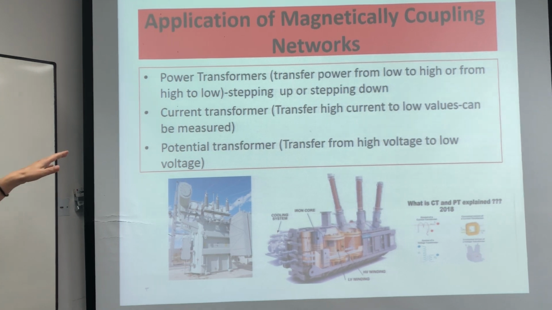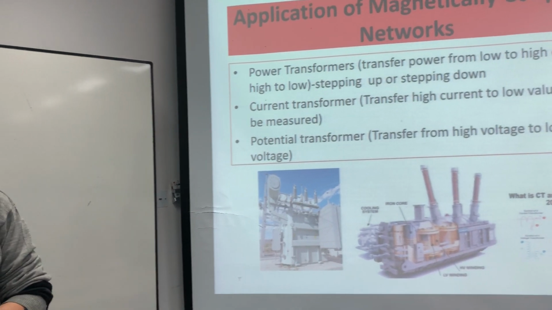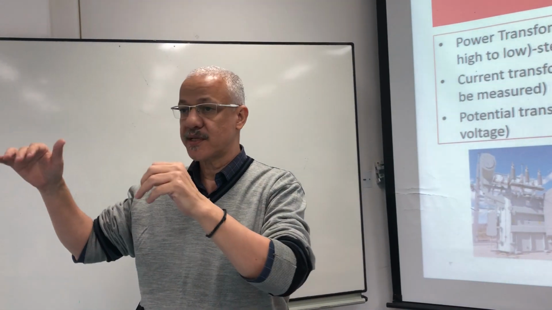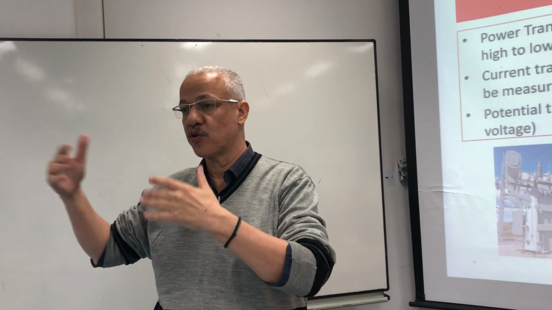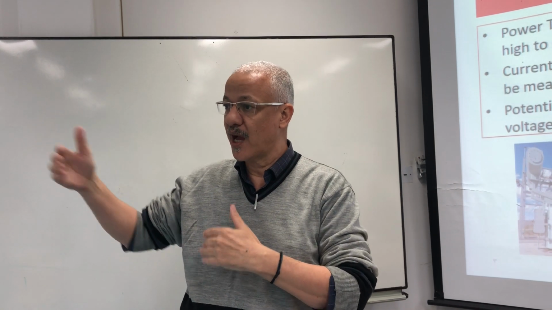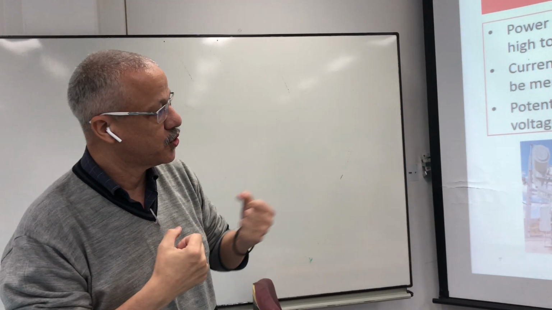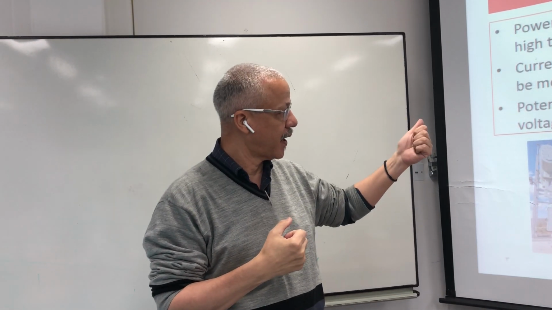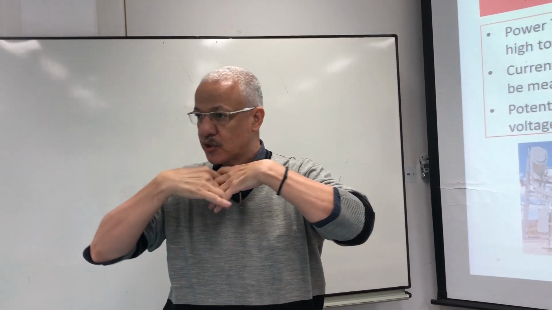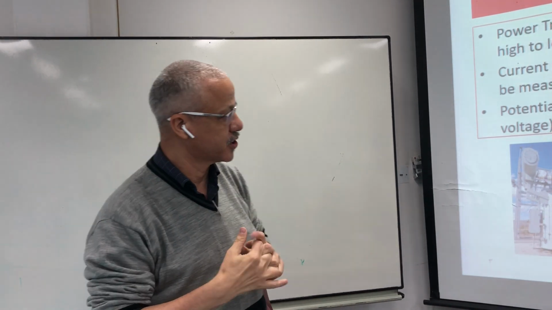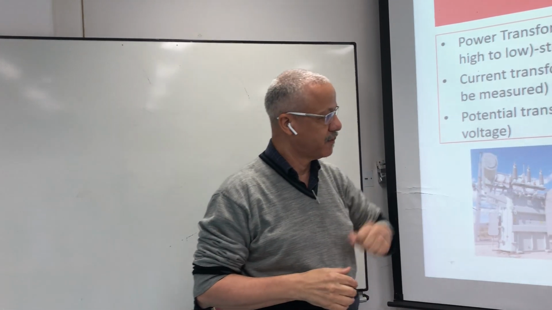Also, we have another kind, the potential transformer. If we have a power system with 500 kV or 700 kV, how can we measure the voltage? We have to reduce this voltage to be measured. So in such a case, we have to apply some kind of magnetically coupled coils to reduce the voltage. So here we have some examples.